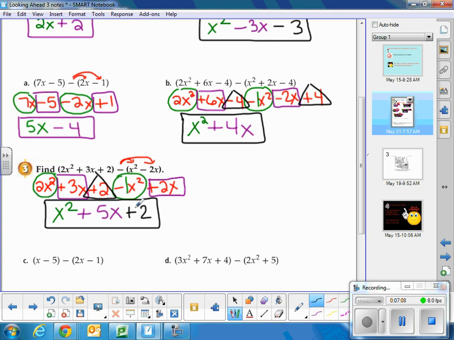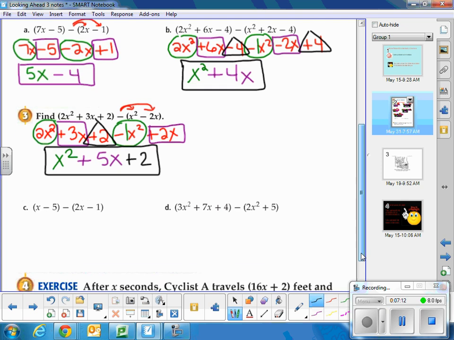You may want to pause the video at this point and try the last two problems on your own. All right, first set of parentheses is going to stay exactly as it is, x minus 5. And then we're going to subtract 2x and subtract a negative 1. Subtracting a negative 1 is adding a positive 1.